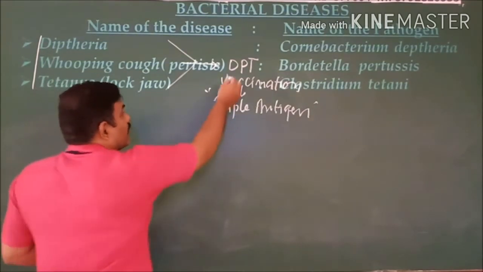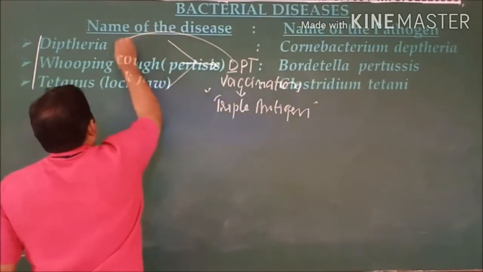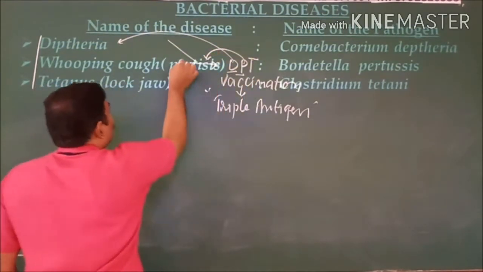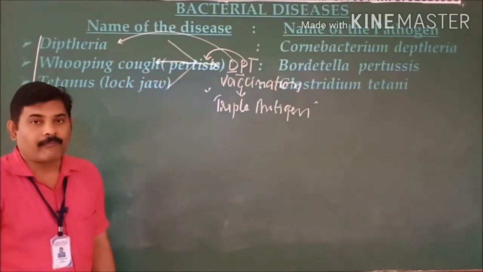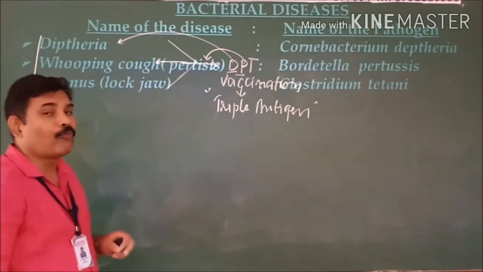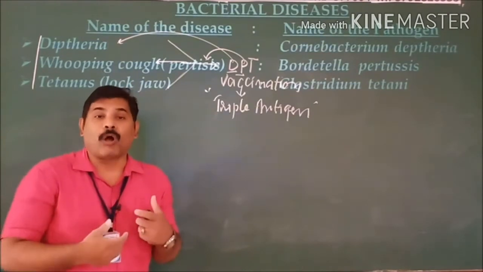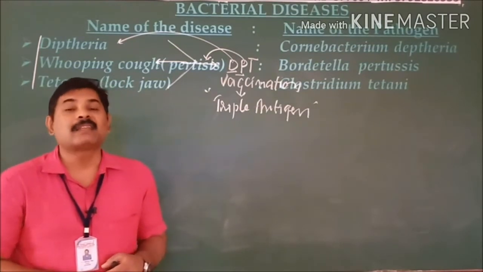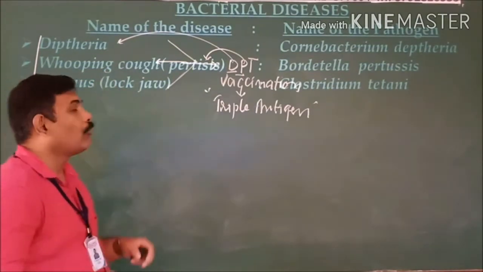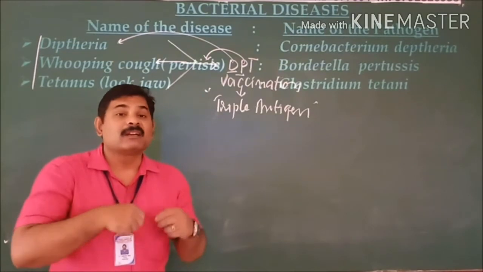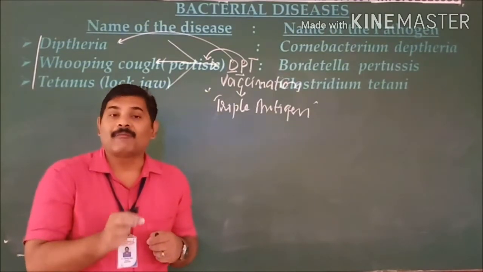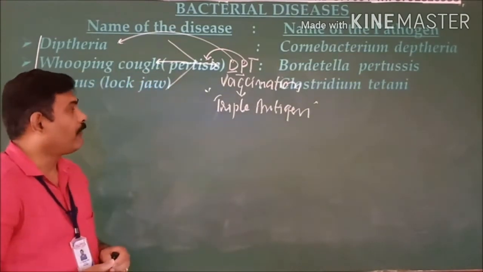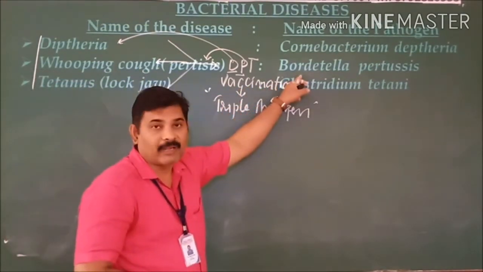In this DPT, the D stands for diphtheria. The P stands for pertussis, which we call whooping cough. The reason for giving this name, whooping cough, is that the patient will get a cough, and at the time of the cough he will make a sound like a whoop. That is why the name is given like that. That is followed by spitting the sputum, and the sputum will have a long string. So we call it whooping cough, and that is caused by Bordetella pertussis.